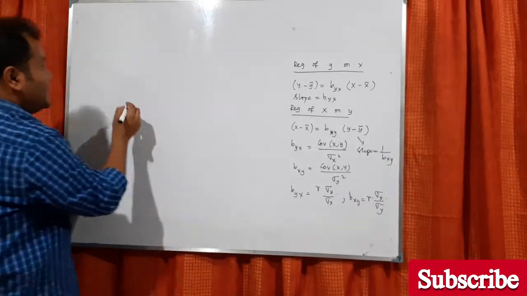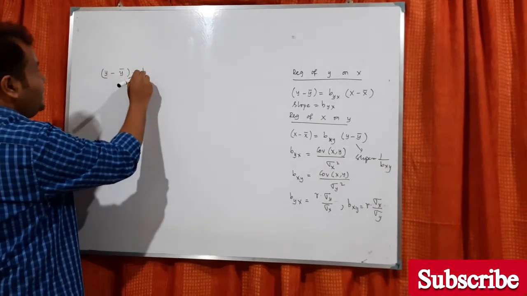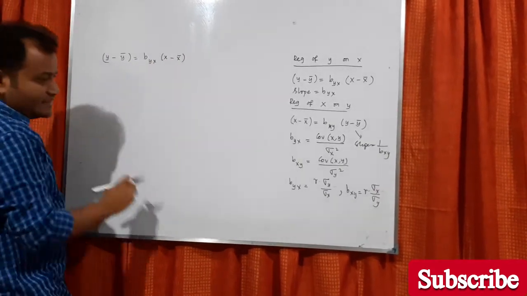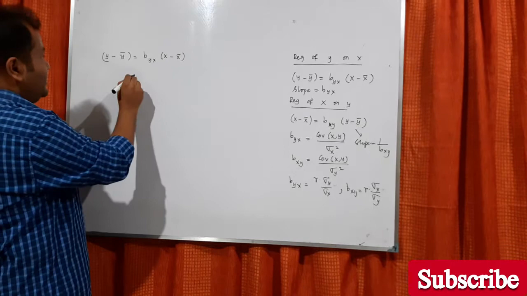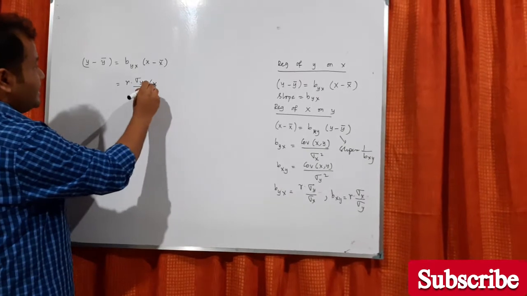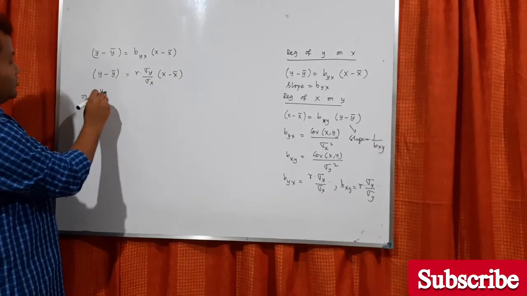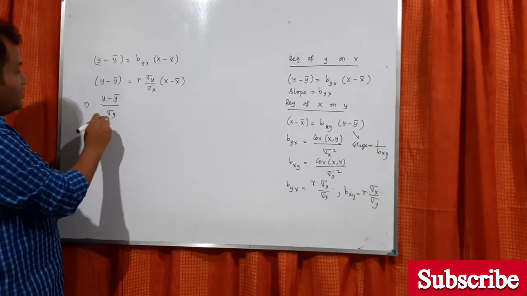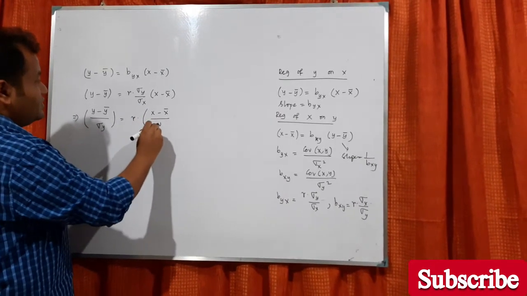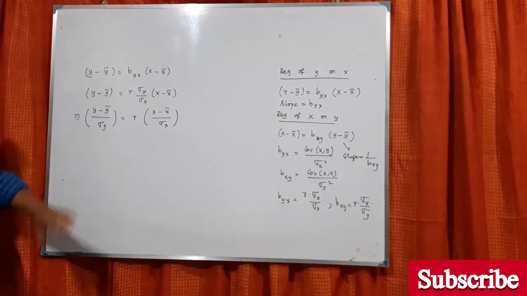Now say we consider the first line again: y minus y bar equals byx times x minus x bar. If I put the value of byx, it can be written as r sigma y by sigma x times x minus x bar. So if I just rewrite, it will be y minus y bar by sigma y equals r times x minus x bar by sigma x. So this is the equation of a straight line.